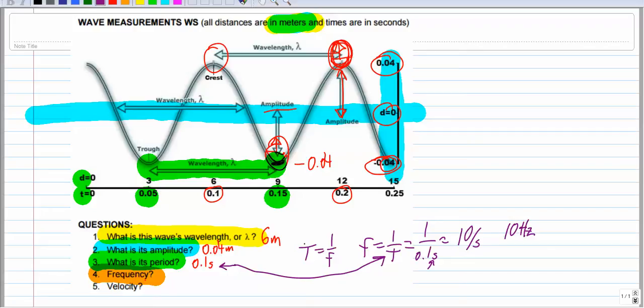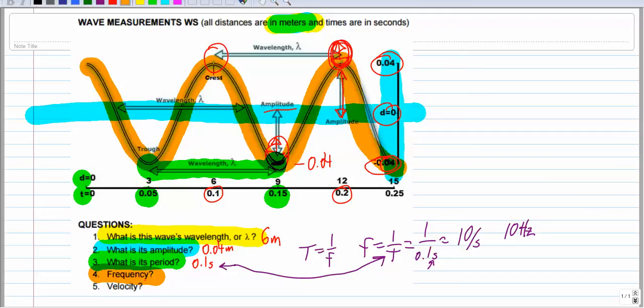So that's one way to do it, and I told you I'd show you two ways. Here's a second way. Let's trace out this whole graph. How many waves are on this graph? There's 1, there's 2, and there's a half. So we've got 2.5 waves.